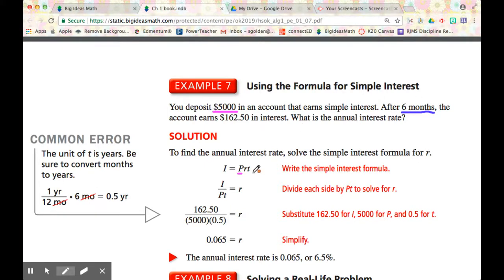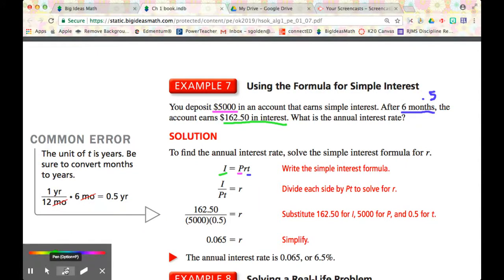But remember I told you T is always in years. So they kind of talk about that over here. That's a very common error people make, is they would plug in 6. Well, it's 6 months. So in terms of a year, that's half a year, which is 0.5 or 1/2. So we have 0.5. Okay, the account earns, let me switch colors again, $162.50 in interest. That's our I, interest. They went ahead and gave us the interest.